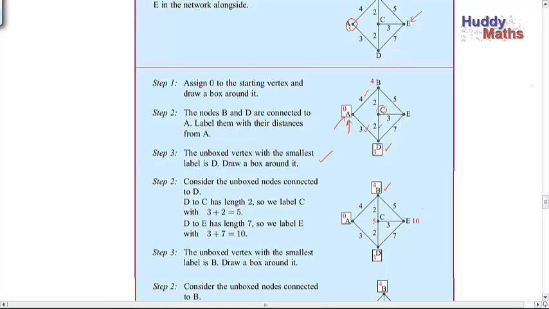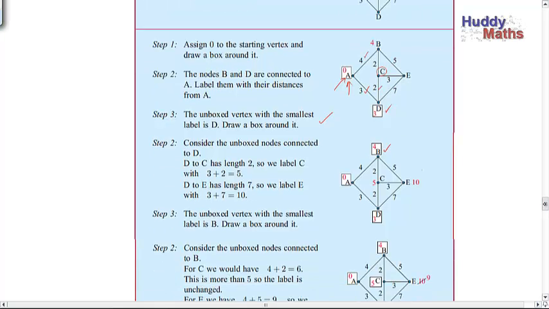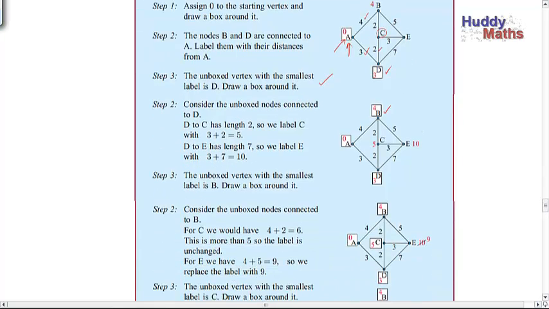Let's have a look now at the unboxed nodes connected to B, because that was the last boxing. After the last boxing, we look at the next ones that are unboxed. So let's go from C. We would have 4 plus 2 would be 6 to go there, but that's bigger than 5, so we leave 5 alone. If we go to E, we could go 4 plus 5 is 9, coming in this way from B. So we're going to call that a 9 now.